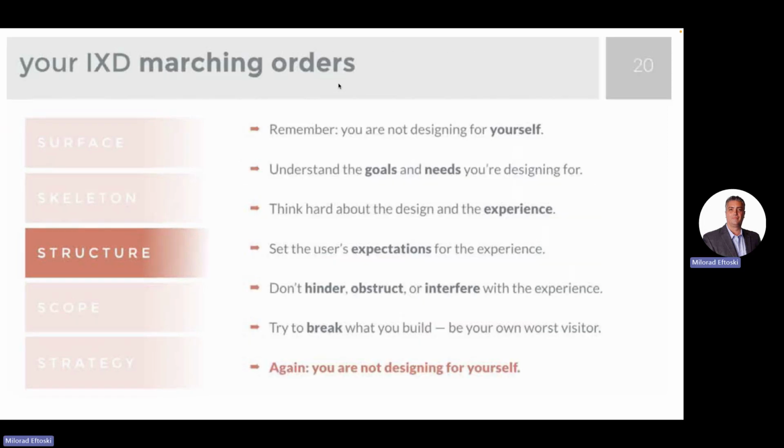So remember, these are the marching orders. You're not designing for yourself. Understand the goals and needs you're designing for. Think hard about the design and the experience. Set the user's expectations for the experience. Don't hinder, obstruct, or interfere with the experience. Like the example was left-handed, right-handed people moving your thumb over your screen to click on a menu. That shouldn't happen. You've got to find a solution for that if that's the case.